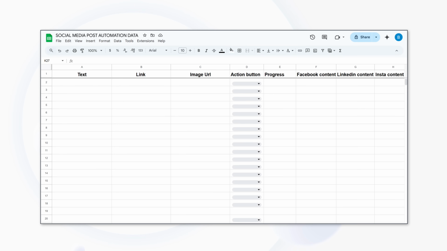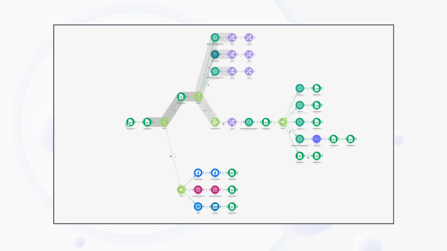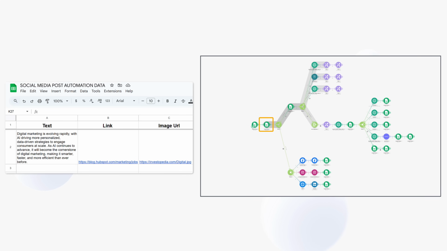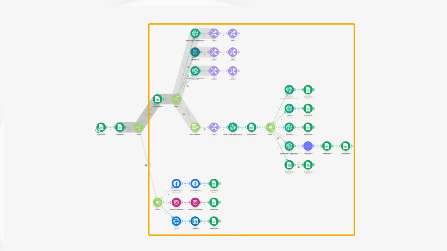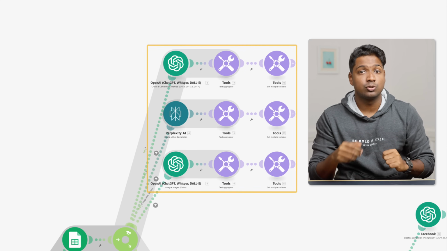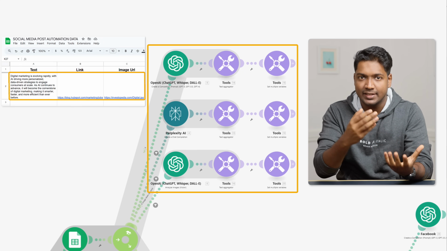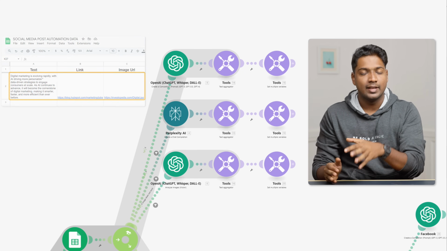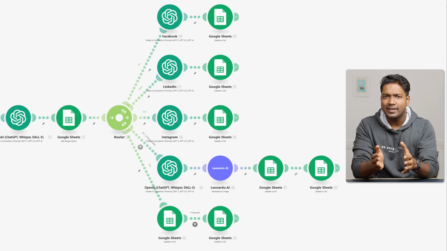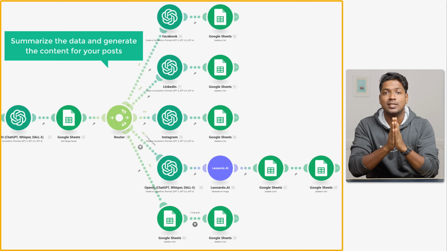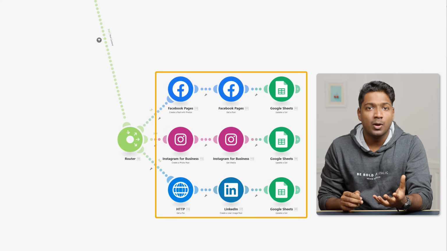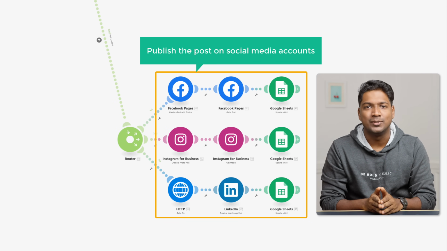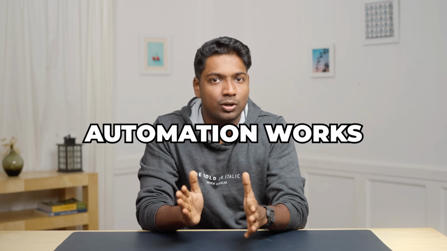First, we'll get a new Google Sheet, then we are going to connect it with the automation. This module will read the input that we gave in the Google Sheet and then start creating the post. Once that is done, here you can see we have three different group of modules. The first group of modules is used to analyze the input data that we enter in the Google Sheet. After that, the data is analyzed using the second group of modules, which will summarize the data and then generate the content for your posts. And the last group will publish the post on social media accounts. Amazing, right? That's how the automation works.